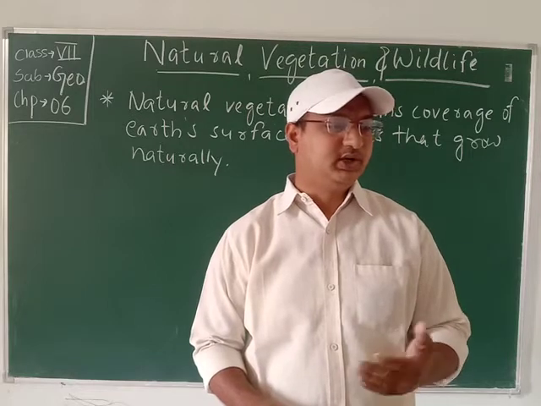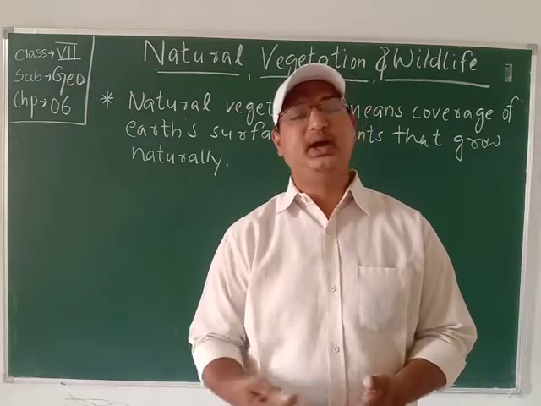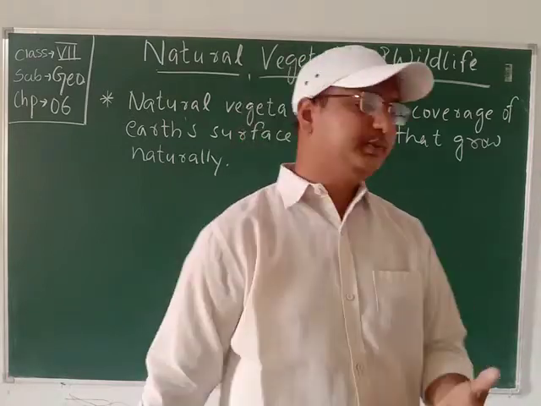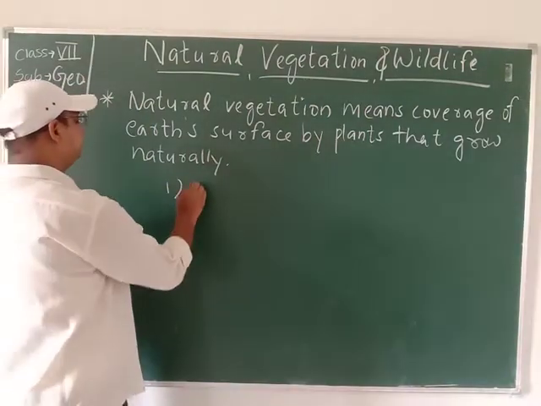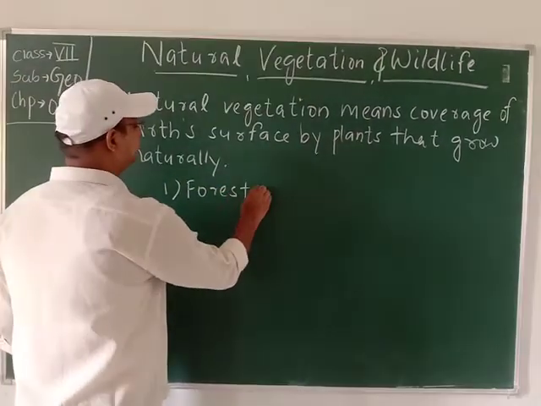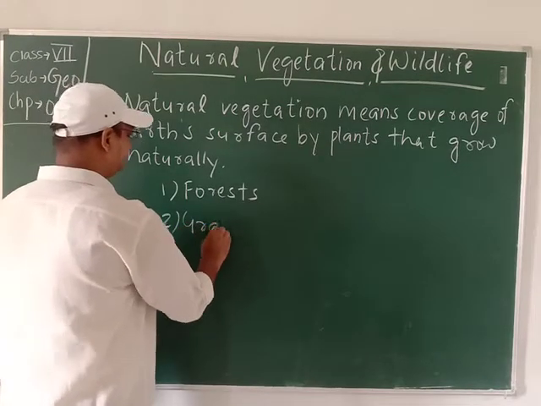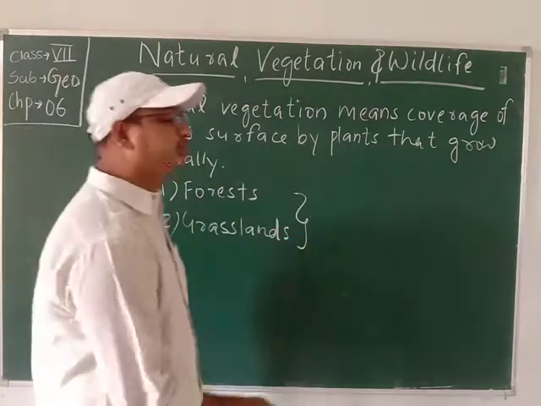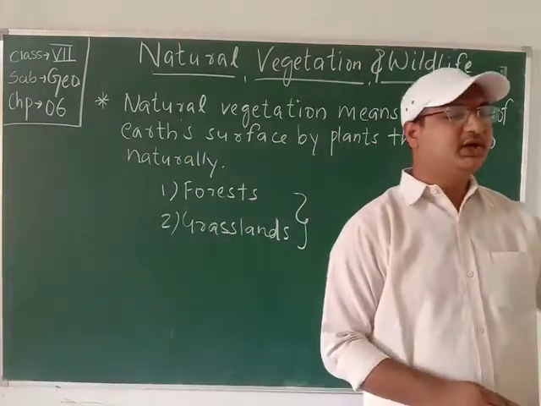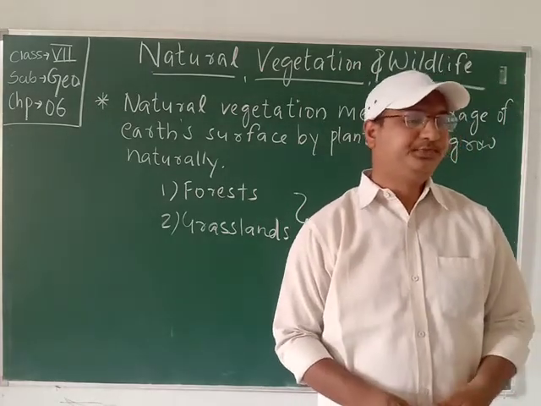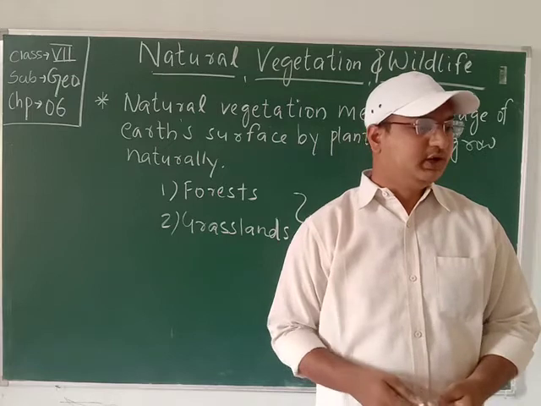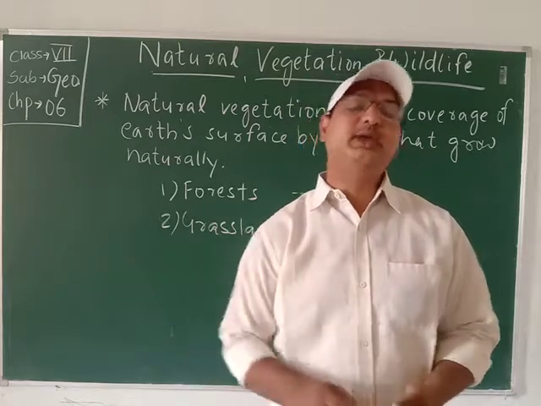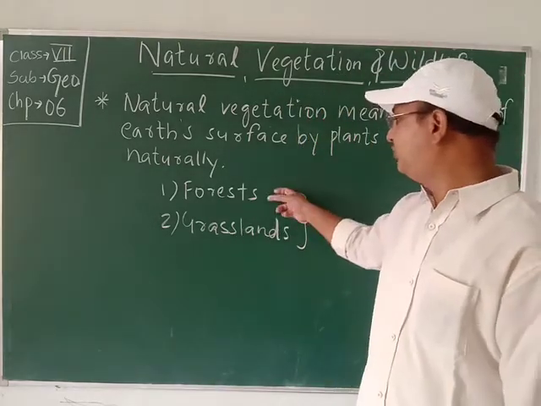Therefore, natural vegetation is generally classified into different types. There are majorly two types. The first one is forest, students, and the second one is grasslands. Forests are areas with trees grouped in a way that their leaves or foliage shade the ground also. So the natural vegetation is divided into two types: forests and grasslands.